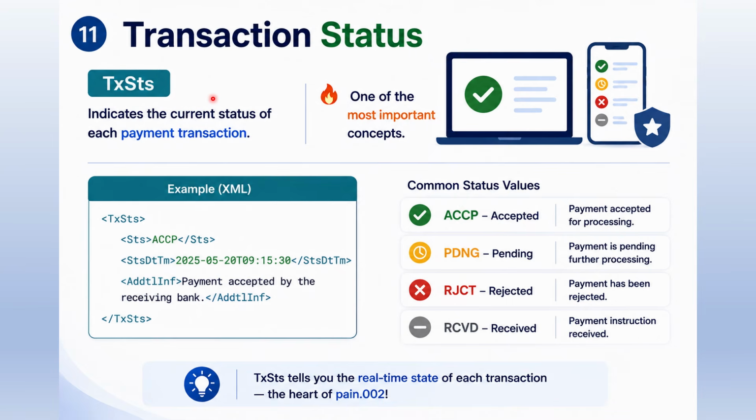This tells us the status of the individual transaction. And this is where the message becomes really useful. Instead of simply saying, something happened to your payment, the system can communicate a specific status. Was it accepted? Is it still pending? Or was it rejected? The TxSts element helps communicate that transaction-level status.